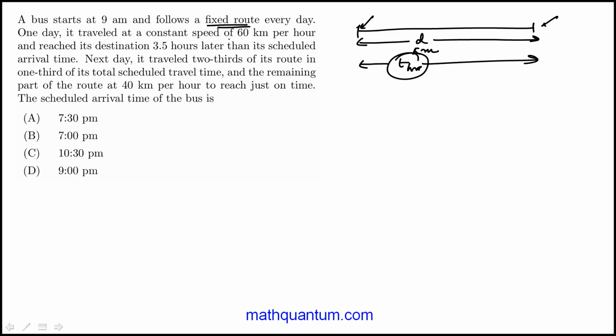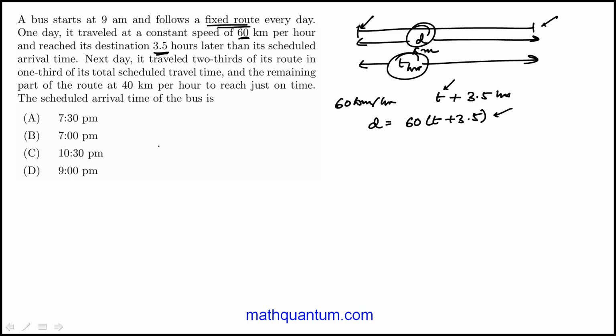The first one is that if it travels at 60 kilometers per hour, so that's the speed, it reached 3.5 hours later. So the total time it would take is T plus 3.5 hours, where T is the scheduled time. So that means that the distance, D, would be speed times the time taken. So that's our first equation.